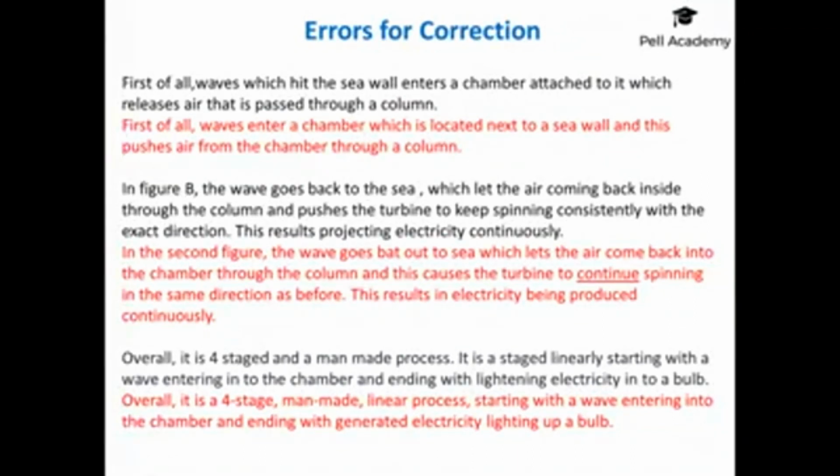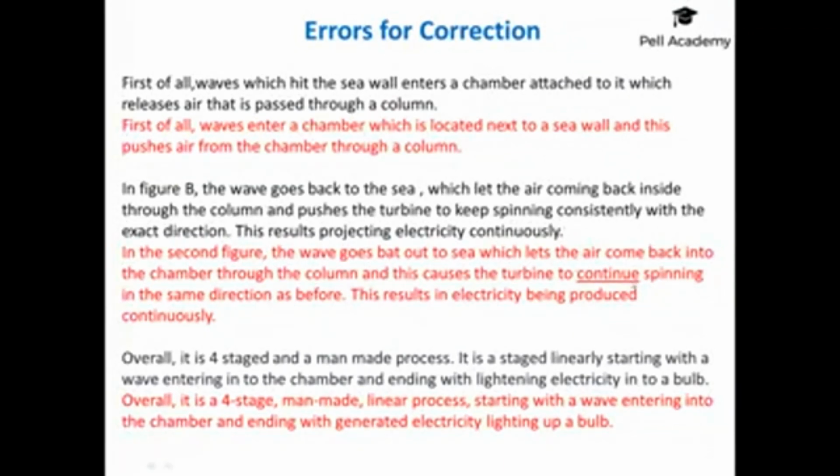In this next one, the phrase "in figure B" is not very natural. So, in the second figure, in the second diagram, something like that, the wave goes back, excuse me, that should be "back". So the wave goes back out to sea, which lets the air come back into the chamber through the column, and this causes the turbine to continue spinning in the same direction as before. This is just so you're not tripping over the information: take it one step at a time instead of lumping too many things together.